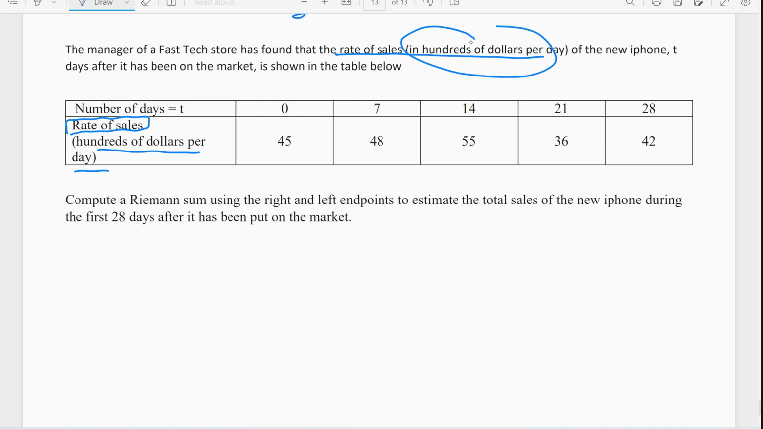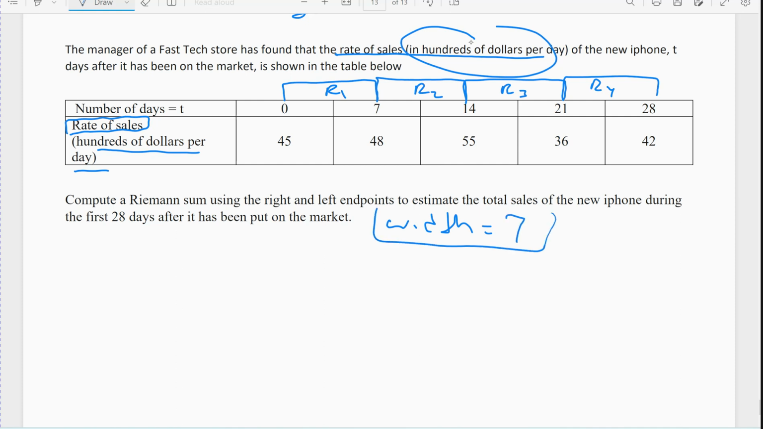So if I were to draw my rectangles, they'd be drawn between 0 to 7, 7 to 14, 14 to 21, 21 to 28. So there are 4 rectangles again, right? Rectangle 1, rectangle 2, rectangle 3, rectangle 4. The width is 7, right? Each one of those, there's 7 units between each rectangle. And so I can't forget that. The width is 7.